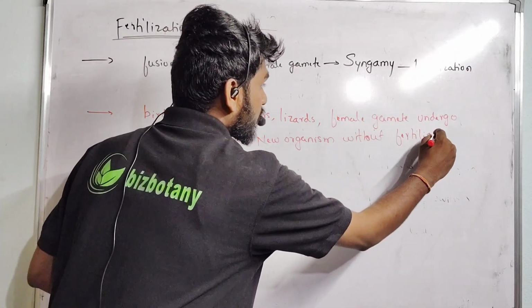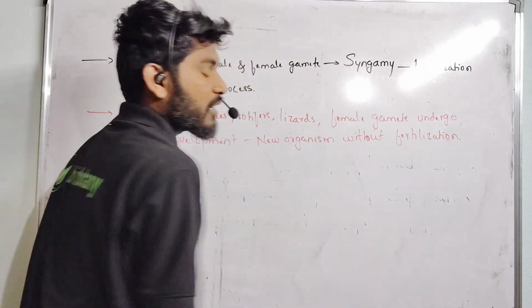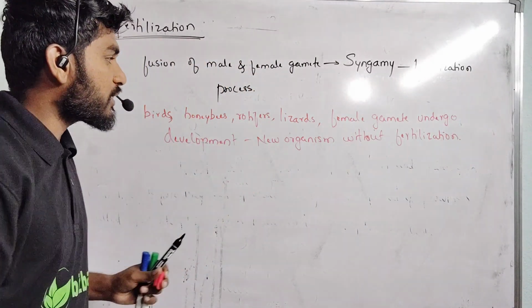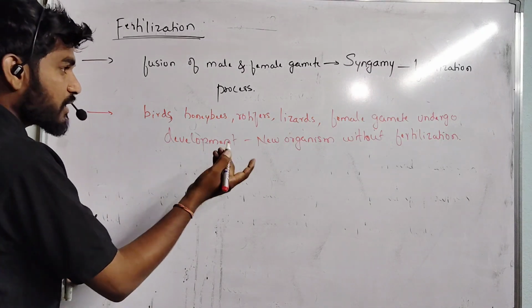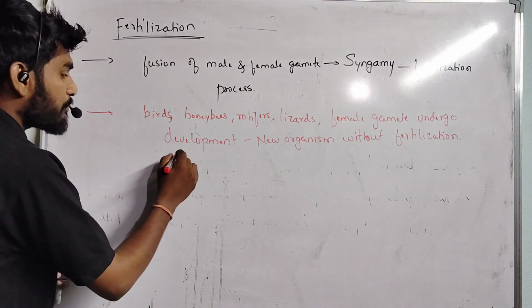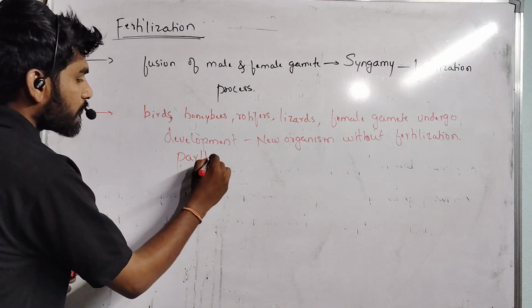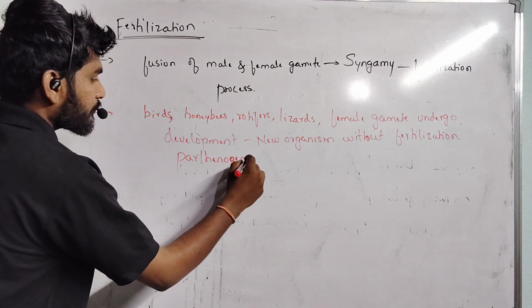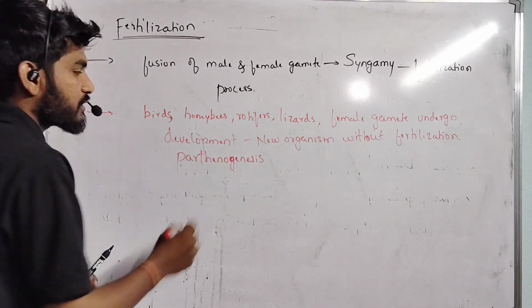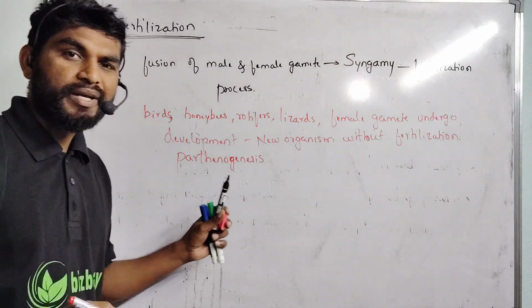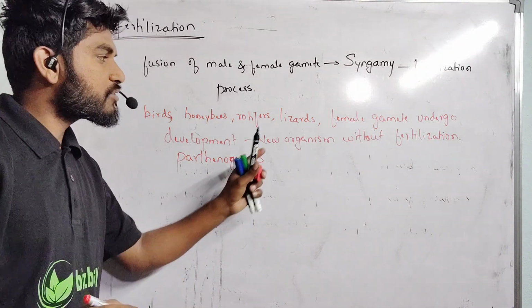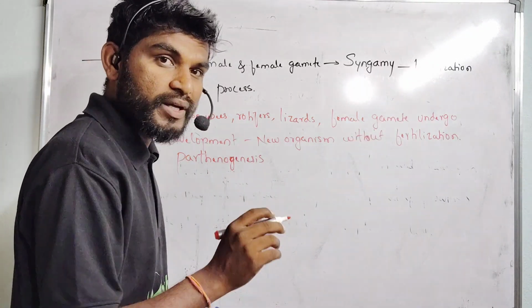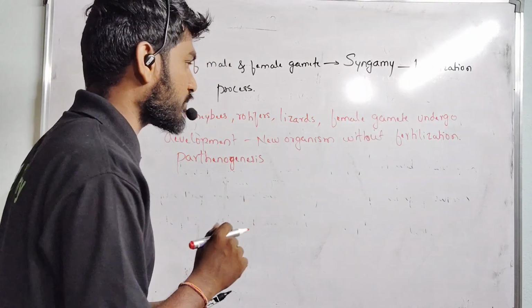बिना फर्टिलाइजेशन के फीमेल गैमेट्स में क्या हो रहा है? यहाँ पर नया ऑर्गेनिज़्म फॉर्म हो रहा है। इस टाइप ऑफ इवेंट को हम पार्थेनोजेनेसिस कहते हैं। Parthenogenesis. In this case, there is no variation because it is forming from female gametes only. That's why there is no variation in offspring.